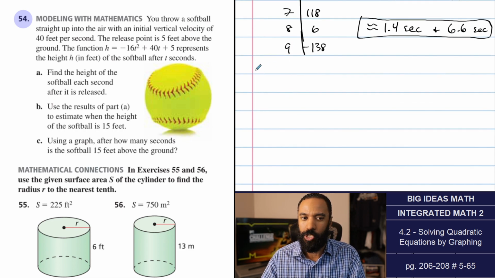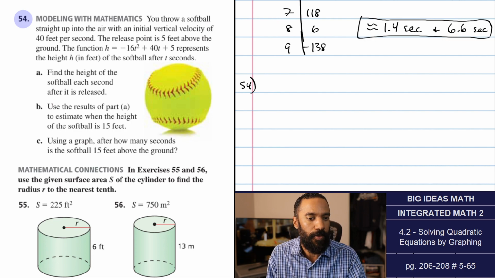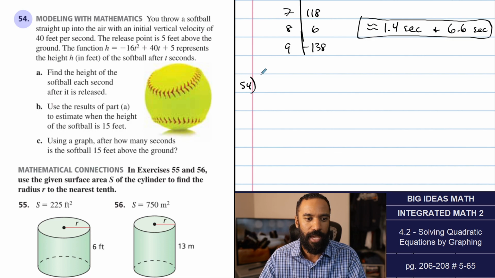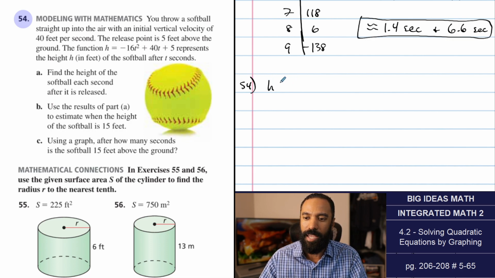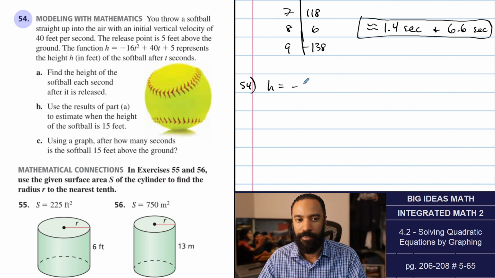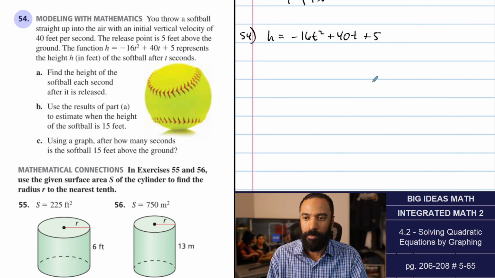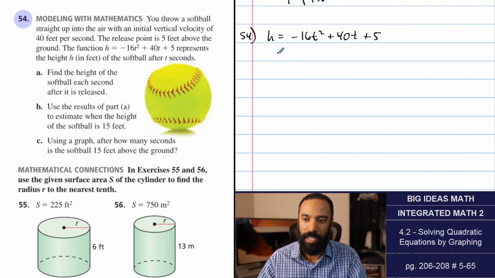You throw a softball straight up into the air with an initial velocity. Okay, so it's all the stuff that we did from the last one with a different model. So same kinds of questions. Let's see how we can jump into this one. So h equals negative 16t squared plus 40t plus 5. So same thing as before. Let's make a table for part A.